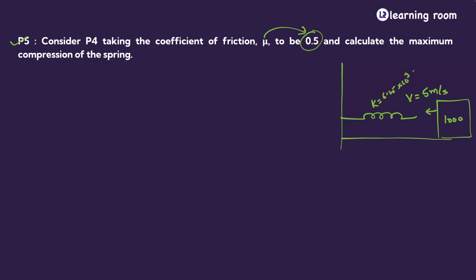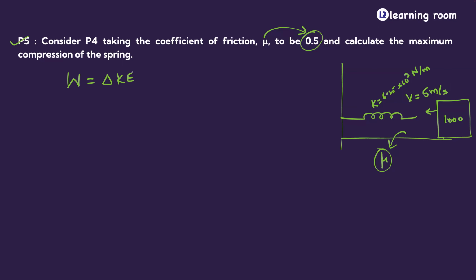6.25 into 10 power 3 Newton per meter, right? So now we need to calculate the compression of the spring, provided there is a frictional force acting. So the surface is rough. What does the work energy theorem state? It states that work done is equal to change in kinetic energy, right? So what is the formula of work done here?